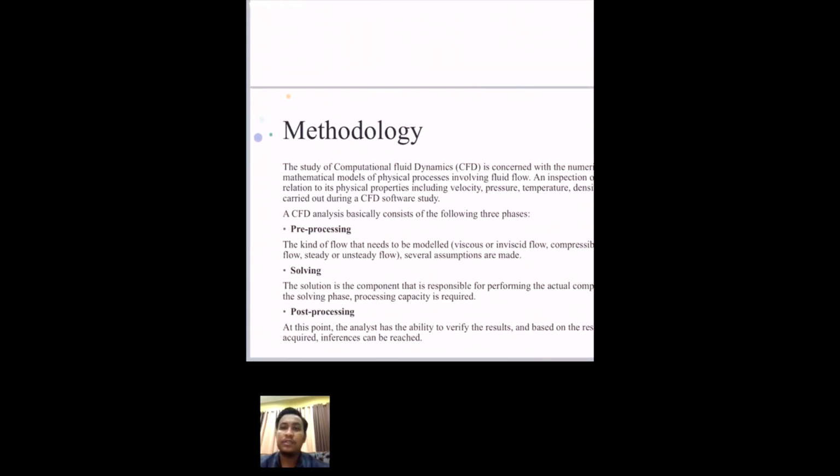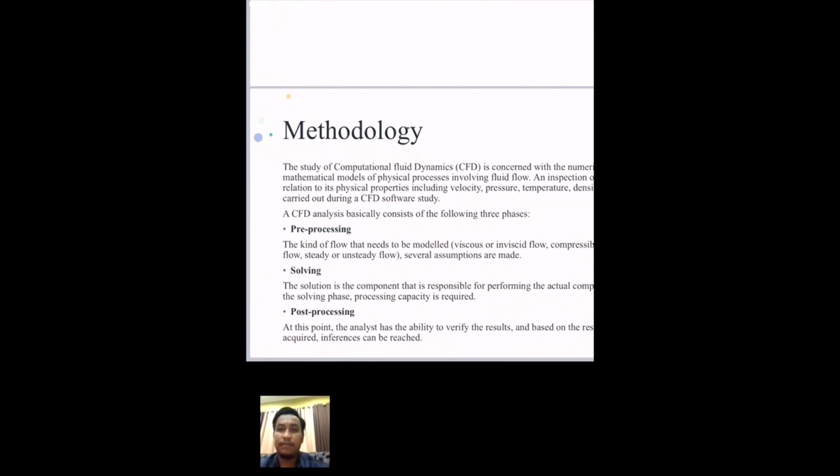Okay, for the methodology, the study of computational fluid dynamics is concerned with the numerical solution of mathematical models of physical processes involving fluid flow. An inspection of the flow of fluid in relation to its physical properties, including velocity, pressure, temperature, density, and viscosity, is carried out during a CFD software study. CFD analysis basically consists of the following three phases.